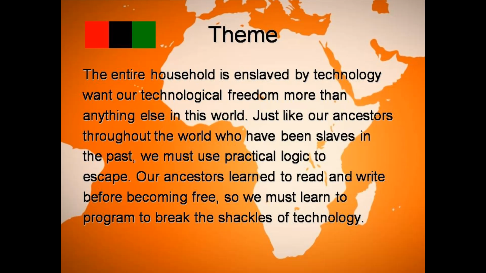The theme: the entire household is enslaved by technology and wants our technological freedom more than anything else. Just like our ancestors throughout the world who have been slaves in the past, we must use practical logic to escape. Our ancestors had to learn to read and write before becoming free. So in today's world, we must learn how to program in order to break the shackles of technology.